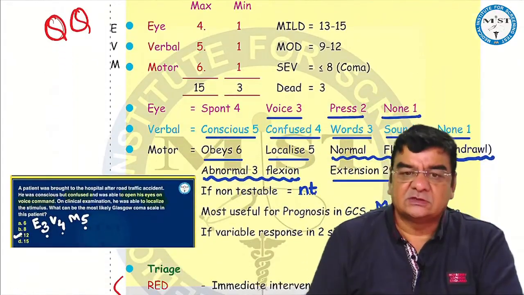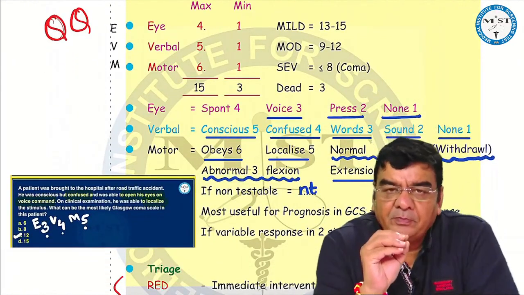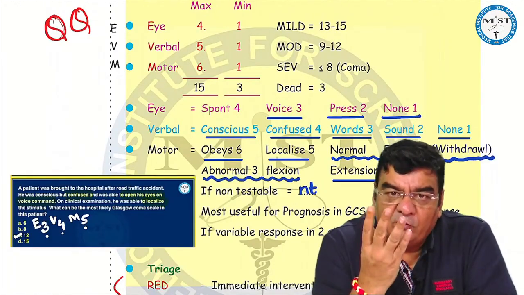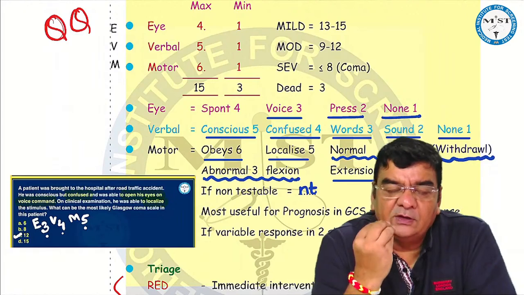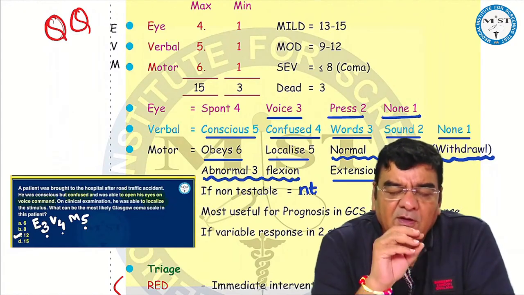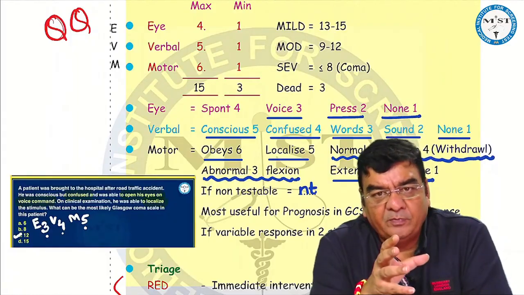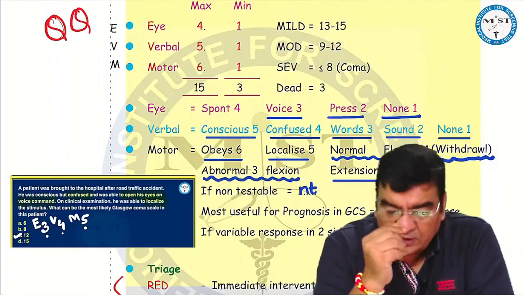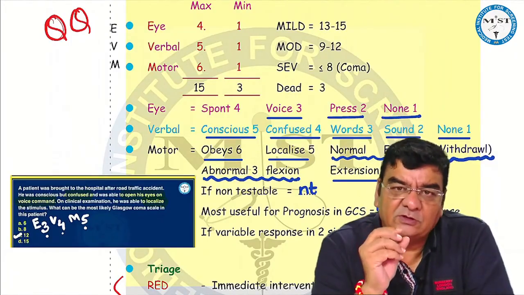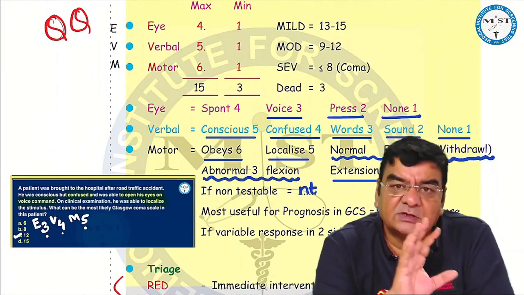How to assess this Glasgow Coma Scale? If the patient is able to open his eyes spontaneously, you give him E4. If his eyes are closed, you give him a voice command or sound command. Aankh kholiye, if he opens his eyes to voice command, that is E3. If he does not open his eyes to voice command, give him a painful pressure stimulus. If he opens his eyes on painful pressure stimulus, this is E2. And if he does not open his eyes even on painful pressure stimulus, this is E1.